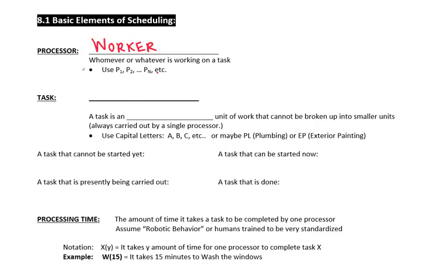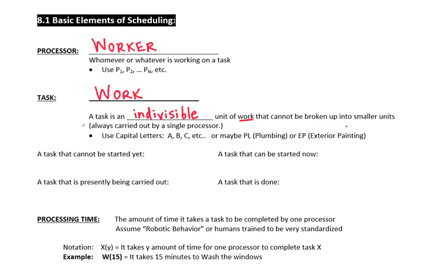And that's what our next word is, task. The task is the actual work being done. So the things you need to do, those are tasks, and you are going to complete them with a processor. A task is an indivisible unit of time. And this work cannot be broken up into smaller units. It's always carried out by a single processor. We use capital letters to talk about these, so A, B, C, etc. Or sometimes we're more specific, like PL represents the plumbing job, or EP represents the exterior painting work.